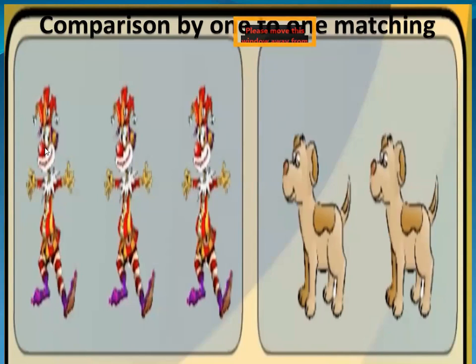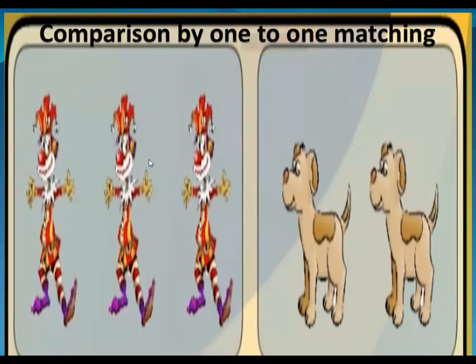How many balls? One. Oh, sorry. How many jokers in group A? One, two, three. Three jokers in group A. And in group B, how many dogs? We have two dogs. So jokers are more than dogs because the number of jokers is three and the dogs are two. So two is less as compared to jokers.